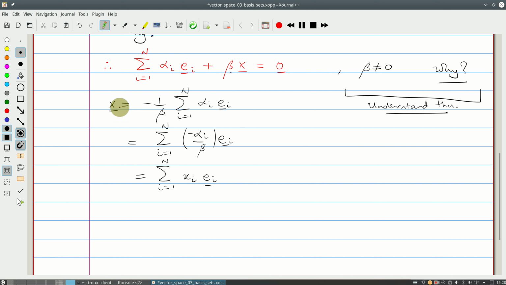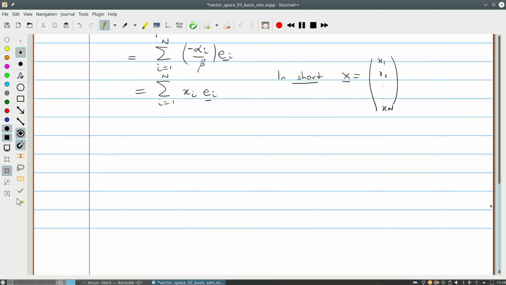Effectively what we've done is to write the vector x in terms of the basis set with coefficients xi, and in short we would write the vector x as the column vector x1, x2 all the way to xn. That's what's meant by a column vector. What we are saying is that x1 is the coefficient of the vector e1, x2 is the coefficient of the vector e2 all the way to xn being the coefficient of the vector en in this expansion.